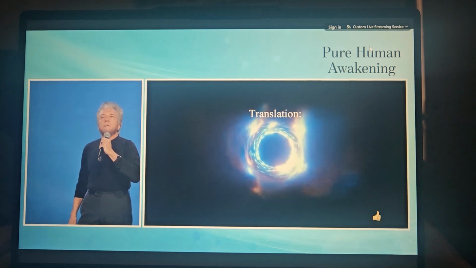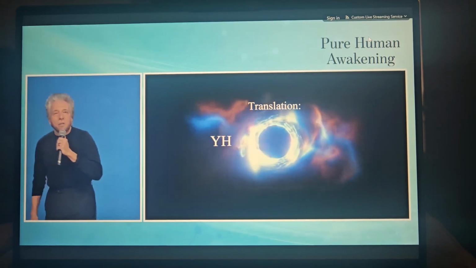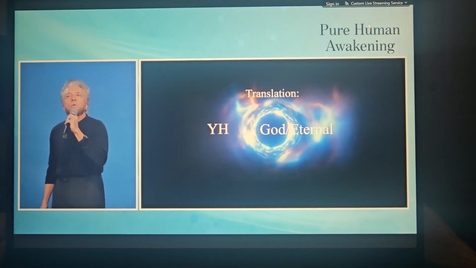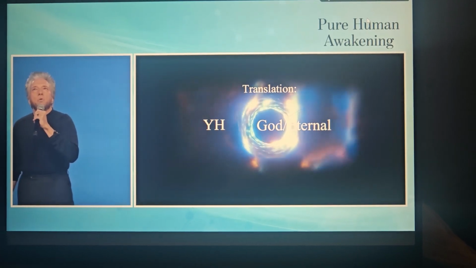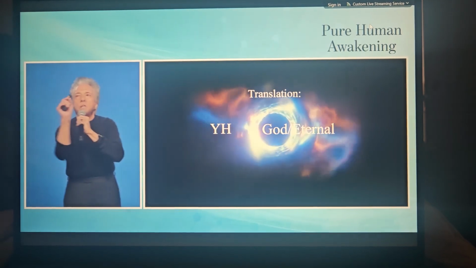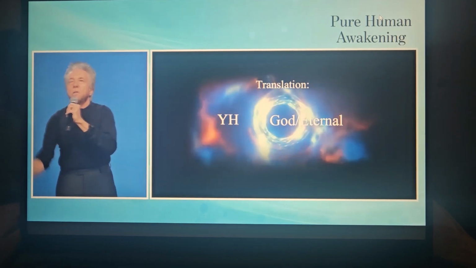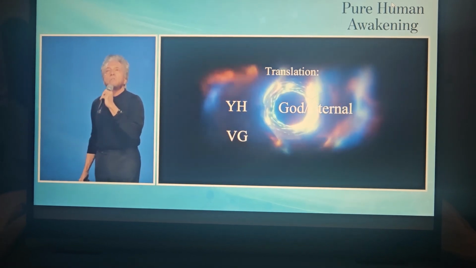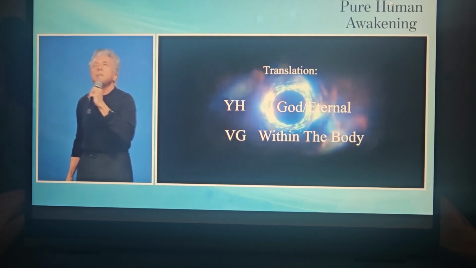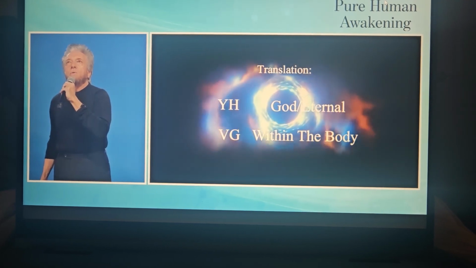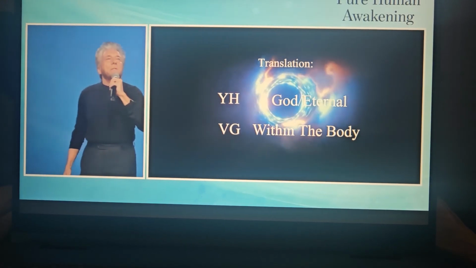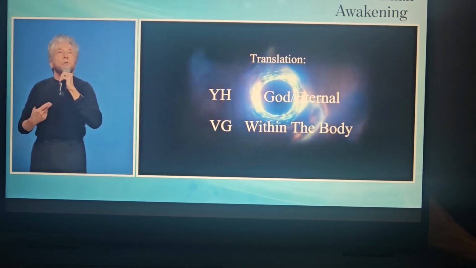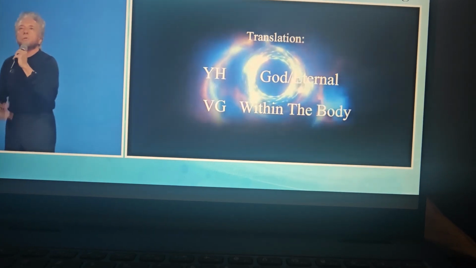All right? The translation, YH, literally translates into the words God or eternal. So in your cells, you literally have the words God, eternal. Where is God eternal? That's the next word. VH literally translates within the body. What is the introduction to the message that was left to you 200,000 years ago, 10,000 generations ago in the cells of your body?